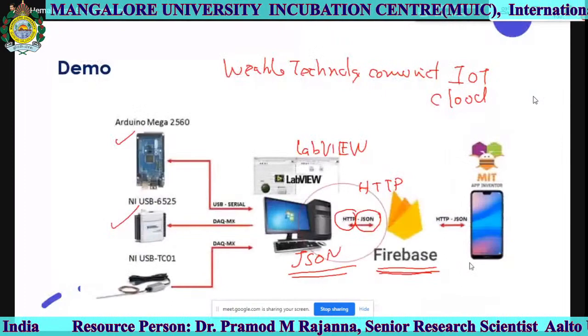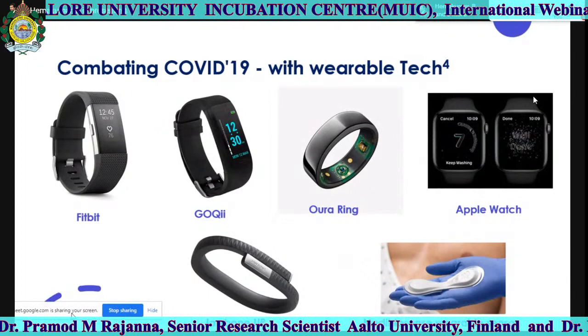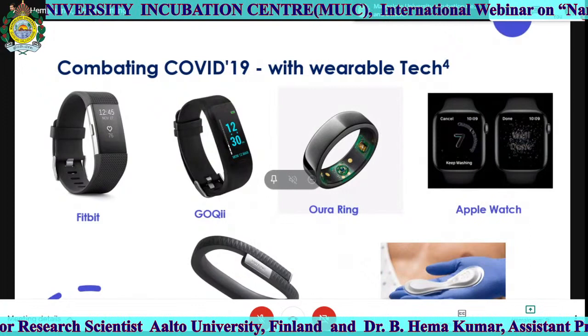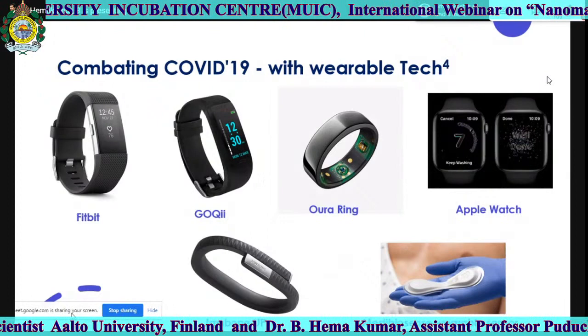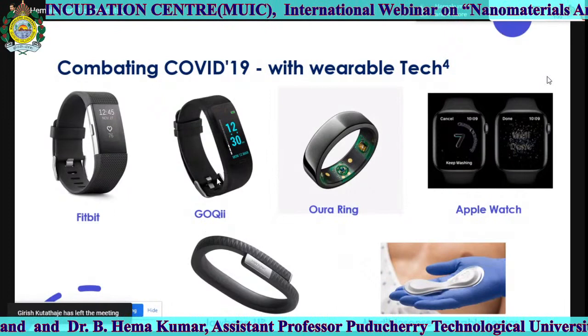So the last part of our session is about how to use these kinds of wearable tech for COVID-19. These are some of the current wearable techs in the market. Many people might be using them. One is the most popular, Fitbit. Fitbit basically has respiration rate and heart rate sensing. And the one that is new is GoQI. GoQI also has SpO2 measurement, oxygen saturation measurement.